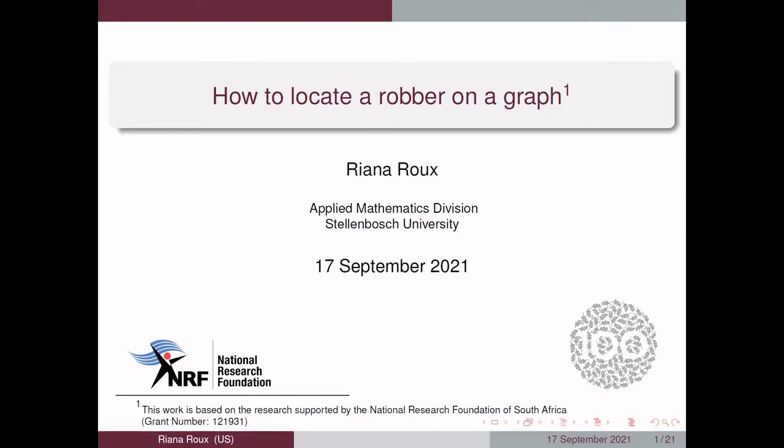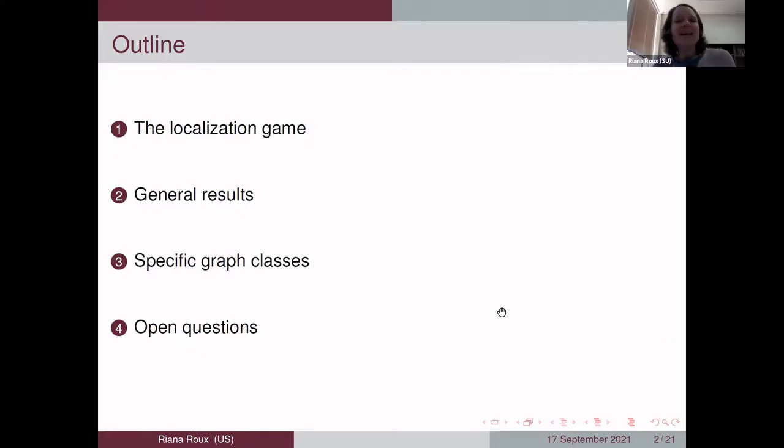So what I'm going to do is start by giving you an idea of what the localization game is, how it's played. We're going to do an example to make sure that you understand how it works. Then I'll look at some general results, just some of them. There are many more that we can consider, but I just want to focus on the basics. We're going to then move on to some special graph classes and see how this parameter works on these graph classes. And then I'll conclude the presentation with some open questions.